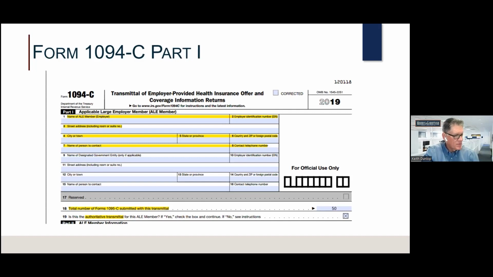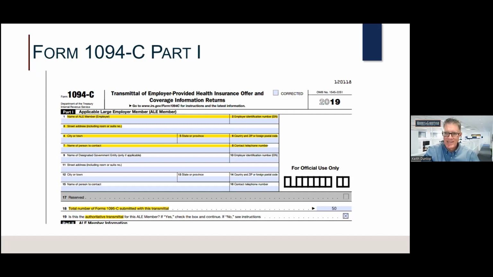Lines 9 through 16 are not completed. You are not a governmental entity. Line 18, the total number of forms transmitted with this transmittal. Every time you send a 1094 to the IRS with 1095-C forms, you need to indicate how many forms you're transmitting. Question number 19, is this the authoritative transmittal?